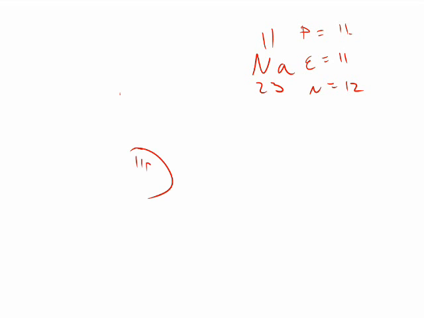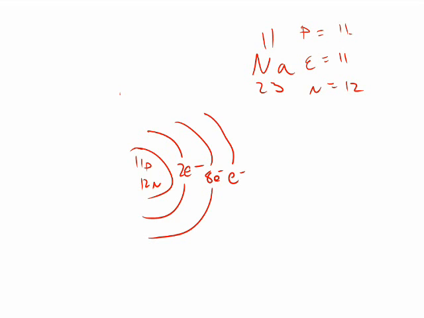So we have 11 protons, 12 neutrons. First energy level is 2 electrons. Second energy level fills up with 8 electrons. So there's 10 total electrons here, but remember we have 11, so the next energy level has that lone electron. And there we have sodium with a total of 11 electrons, 11 protons, and 12 neutrons.